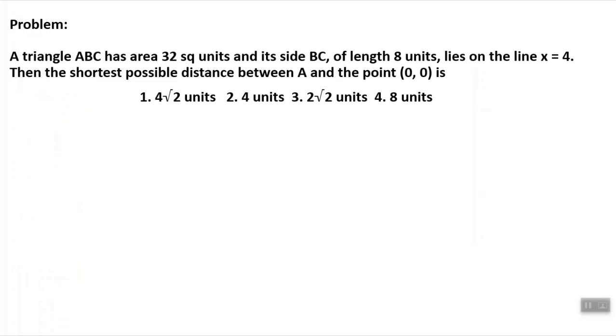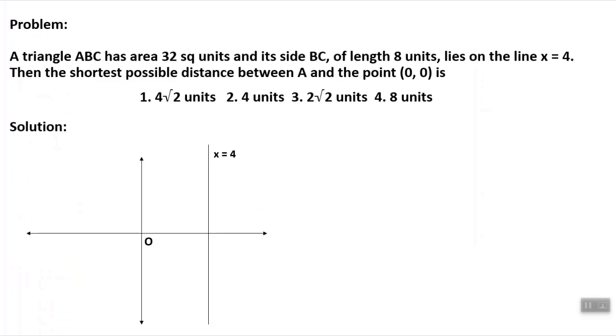These are the options given, by the way. And so this is the coordinate plane. The line x equal to 4 is a vertical line passing through (4, 0), shown as this. And then BC has been marked arbitrarily anywhere on this line, of 8 units. They are asking us what is the shortest possible distance between the vertex A and the origin, which is (0, 0). So let us see how we can think about this.